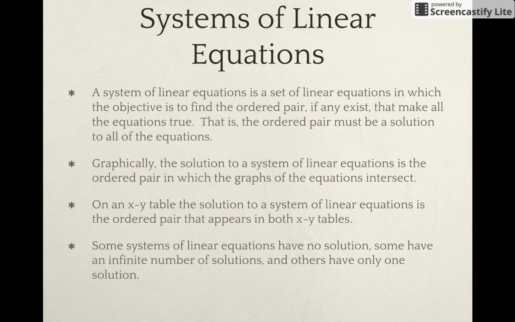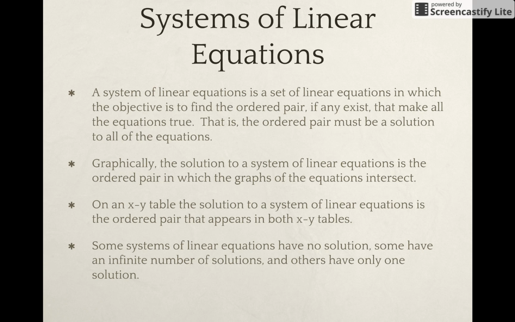A system of linear equations is a set of linear equations in which the objective or goal is to find the ordered pair, if any ordered pairs exist, that make all the equations in the system true. Graphically, this would imply that when we solve a system of linear equations, we're looking for the ordered pair where the graphs intersect. If we were looking at the XY tables for all of the linear equations in our system, then we would be looking for the ordered pair that appears in all of the XY tables.